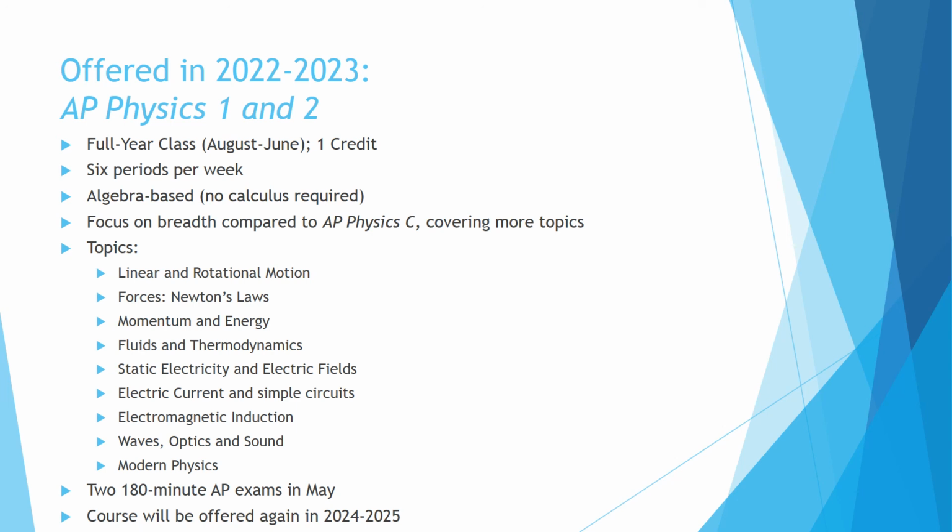So you already see there are 9 topics here. That's 3 more than we have for the AP Physics C course. And the big additions here, of course, are that we're adding fluids and thermodynamics, we're adding waves, optics, and sound, and we're adding modern physics. Those 3 topics are added, and that really expands the breadth. So we're probably looking at 50% more topics covered, less depth, but also more explaining, and of course the math is not quite the same level. 2 180-minute exams in May, and the course will be offered again in 2024-25, which is a long time in the future.